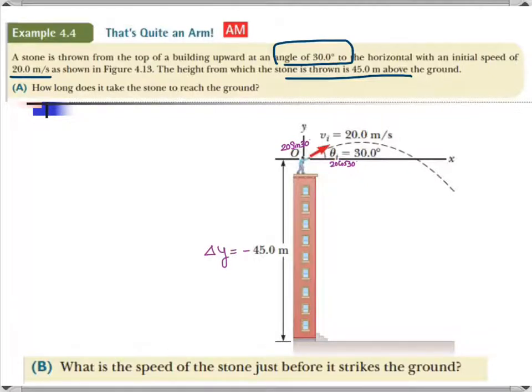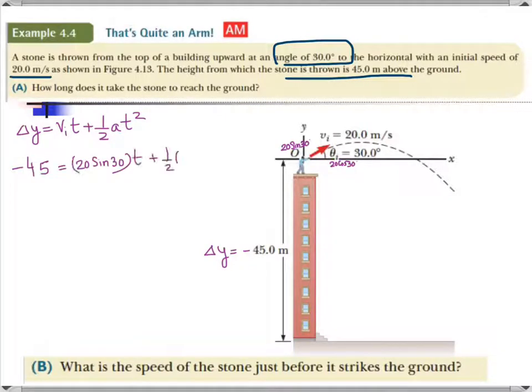The height is 45 meters, so the displacement will be negative 45 meters because it's downwards. It's asking for how long it takes for the stone to reach the ground. So we'll use the equation delta y equal to Vi t plus half a t squared.